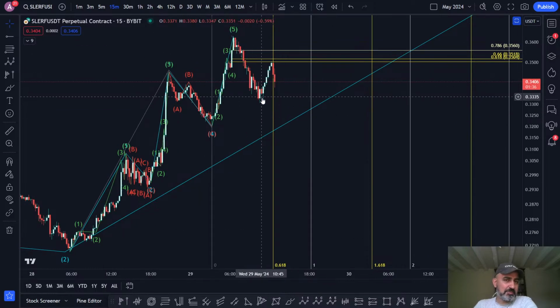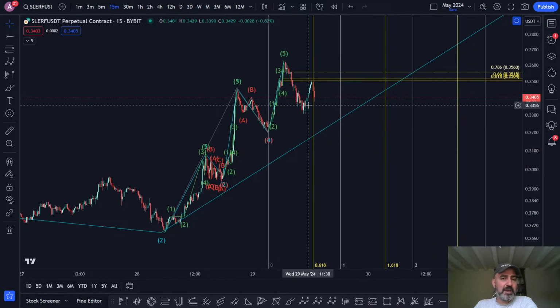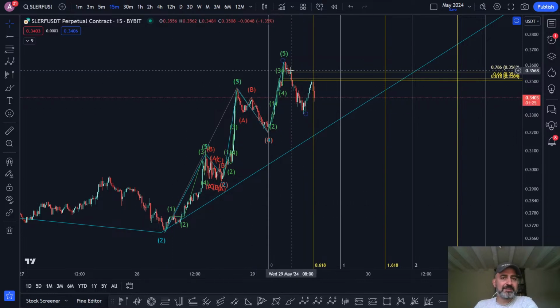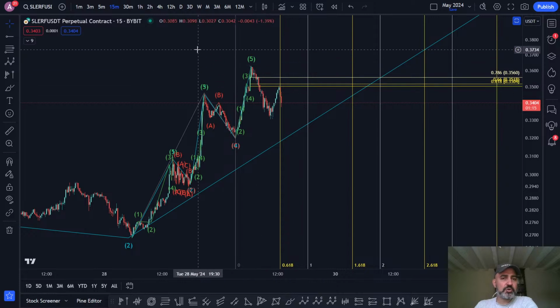So while some people are still looking to buy because they don't want to miss out, they're trying to FOMO in. The reality is the move is over. Yeah. And now we're in a correction. And so in a correction, it's usually always better to go in the opposite direction, to go short.